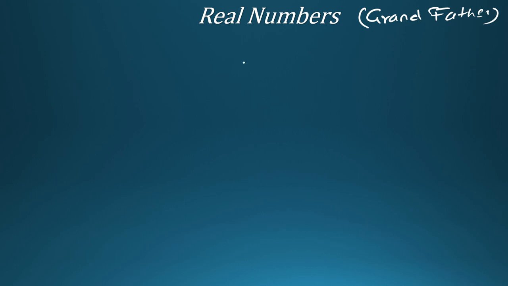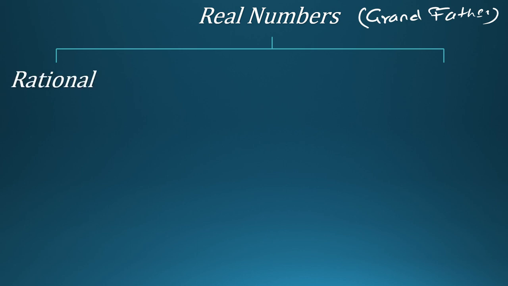Okay, now real number, this grandfather, he has two sons. First is called rational number, we will discuss in detail. Rational number, what type of numbers do you see as a rational number? It is like say 2/3, or you can say -1, or you can say 2.5 or 1.7, like all these numbers are called rational numbers.